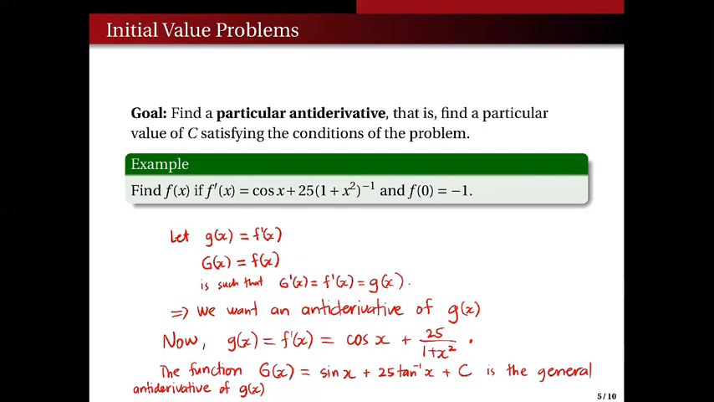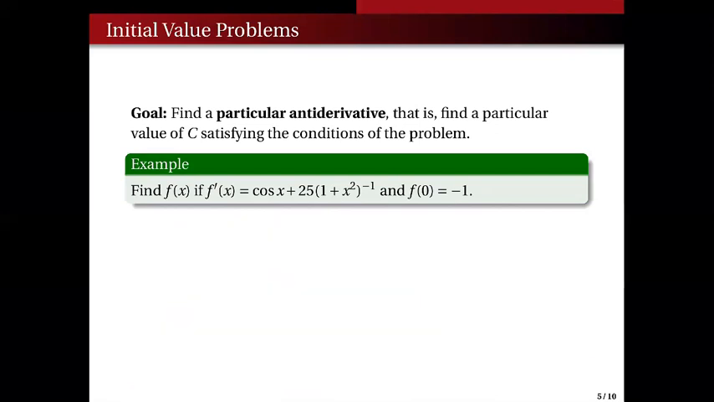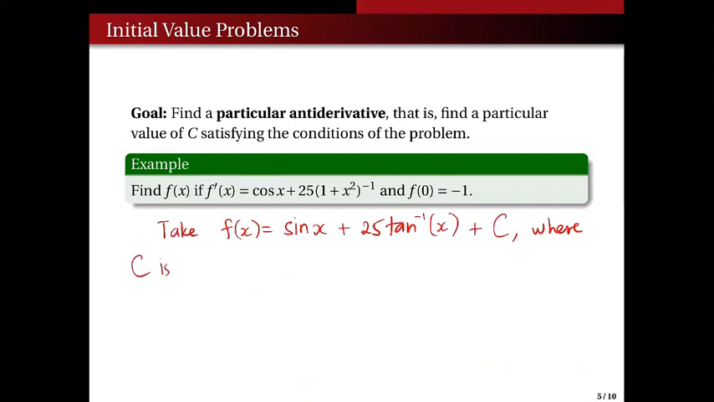Okay. So, we now know our desired function here. That's sine x plus 25 arctan of x plus an arbitrary constant c. So from here, we take f of x to be sine x plus 25 arctan of x plus arbitrary constant c, where c is arbitrary.